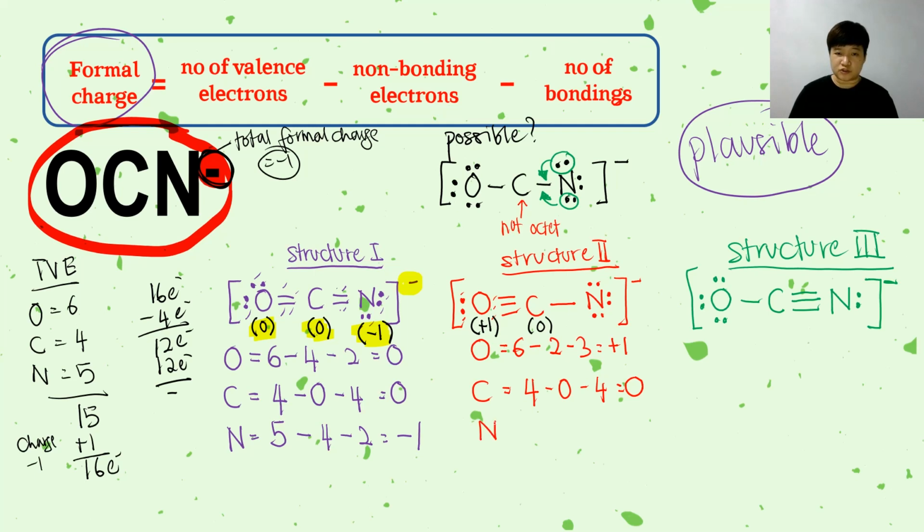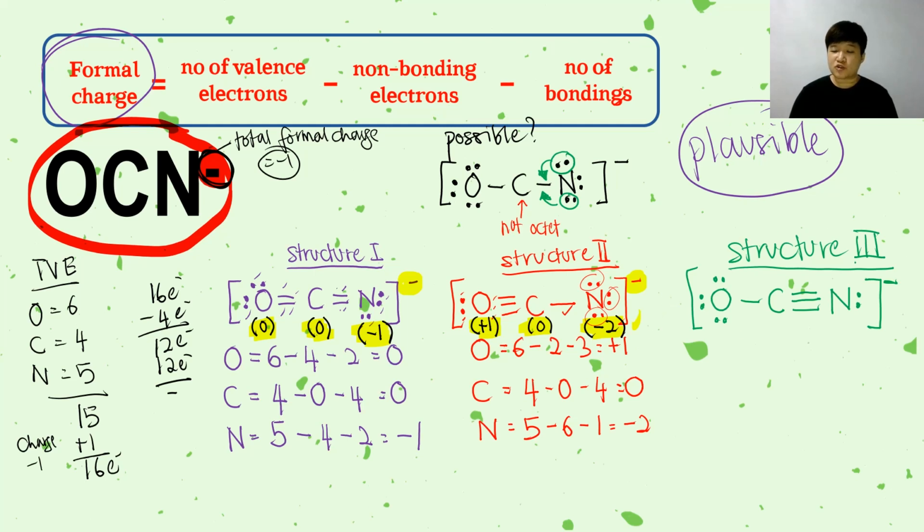How about nitrogen? Nitrogen will be 5 valence electron minus non-bonding electron. I have 6 non-bonding electron minus 6 minus number of bonding 1 minus 1. So 5 minus 6 minus 1 over here is negative 2. So your nitrogen in structure 2, the formal charge is negative 2. Like we have agreed, the total formal charge must equal to the charge of the molecule. The charge of the molecule is negative 1. Your total formal charge also negative 1. So your formal charge correct.